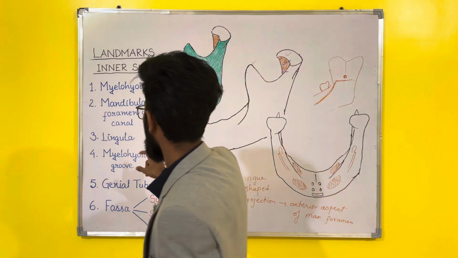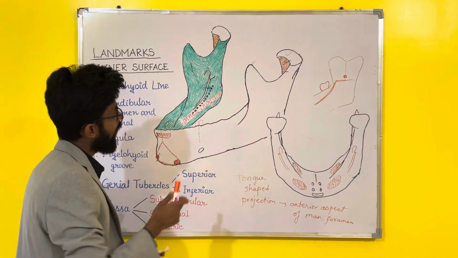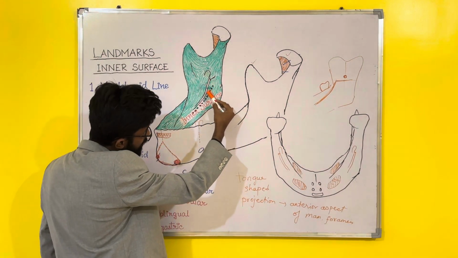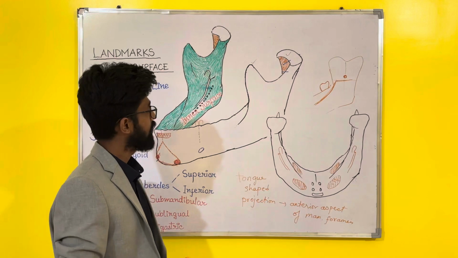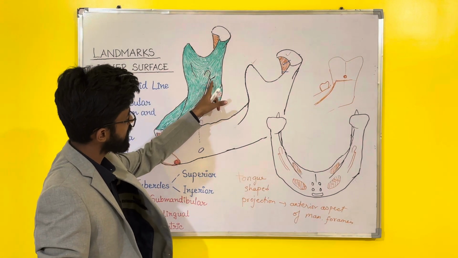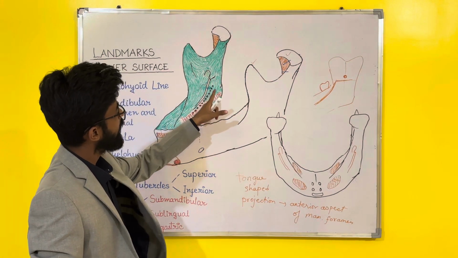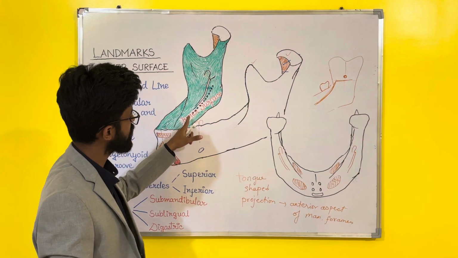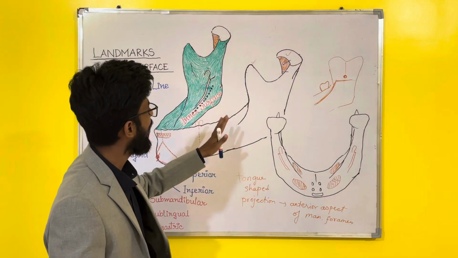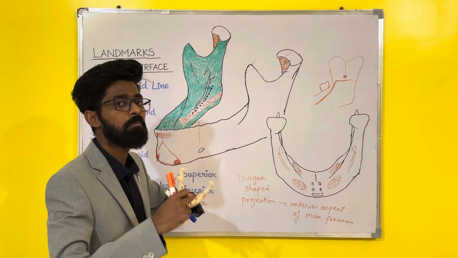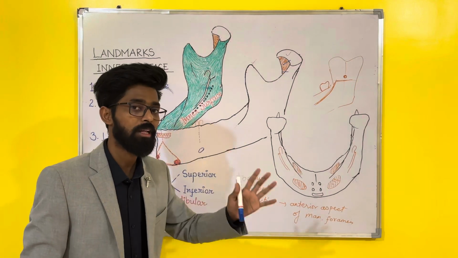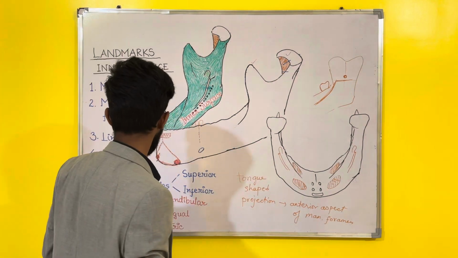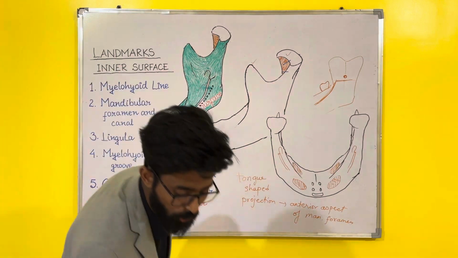Okay, coming to the mylohyoid groove. Mylohyoid groove is a groove which is present just below the mandibular canal. It also runs downwards and forwards towards the body of the mandible, and it vanishes or merges in the submandibular fossa.